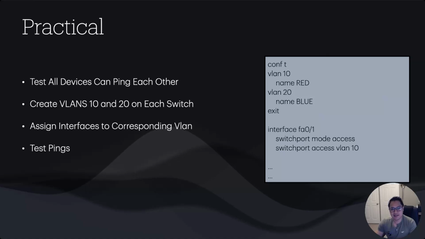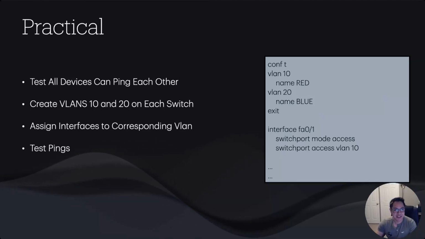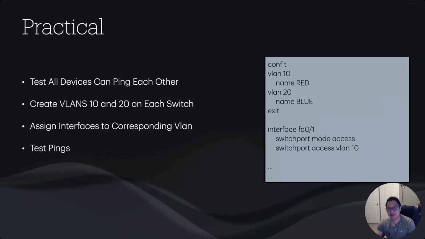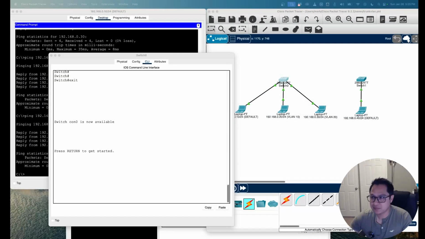Here on the right hand side, that's all the configuration that you would even need. It's super simple to do. So we're going to create that on each switch. I'm going to have a little bit of a stretch demonstration here. We're going to assign each interface to the corresponding VLAN because, again, that configuration goes on the interface. And then we're going to go ahead and test pings. So let's jump in.